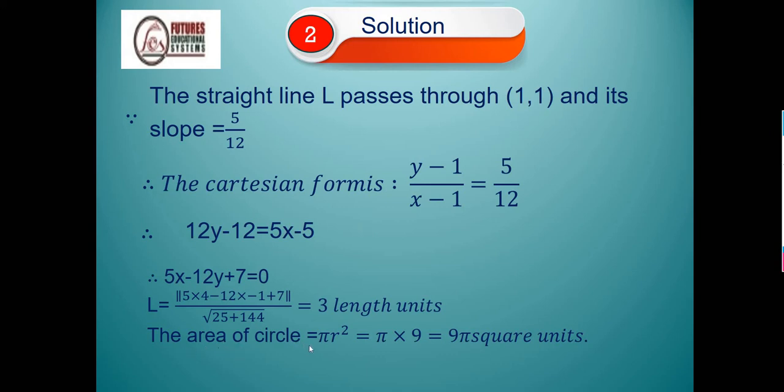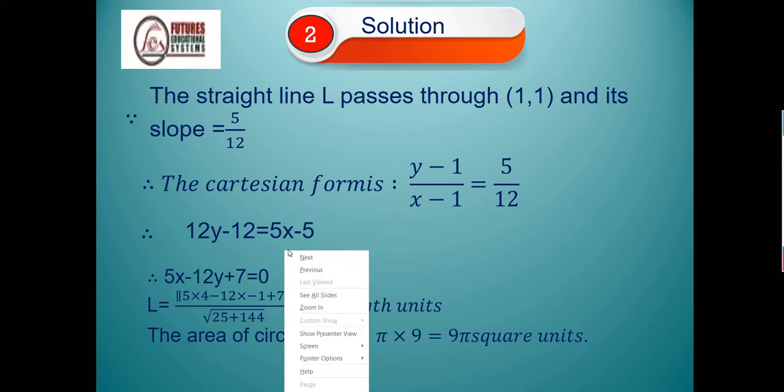The area of the circle is pi r squared. Pi is an approximate quantity, 22 over 7 or 3.14. If we are required to give the answer in terms of pi, keep pi as it is. Therefore pi r power 2, 3 power 2 equals 9. The area of the circle equals 9 pi square units.